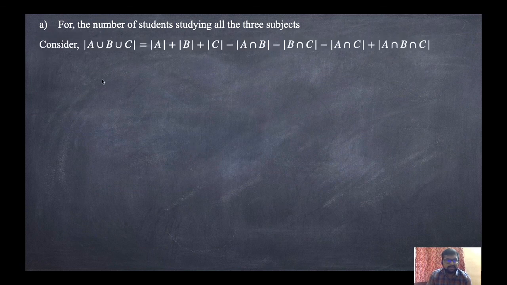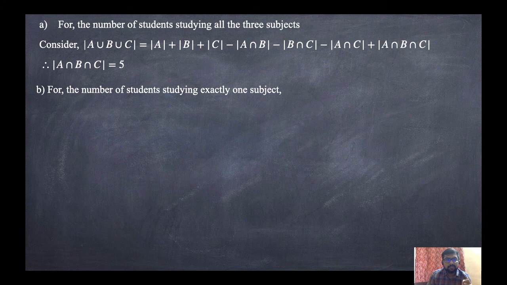we have the principle of inclusion and exclusion. We have calculated almost everything. This is 70 and these are given in the question. So for the number of students studying all the three subjects, we have to find the cardinality of A intersection B intersection C. Just substitute the values and we will get 5.